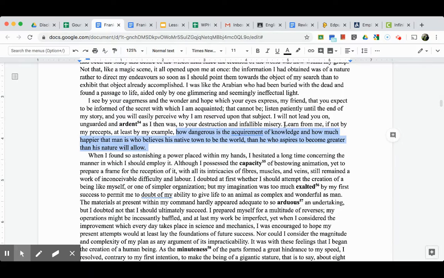That is an extremely important line. I'm going to highlight it. Right there, I think we see the epitome of the dangers of knowledge. He warns Walton that if you follow my lead, if you try to seek things that you're not supposed to seek, if you try to become greater than nature will allow you to, you're going to see the dangers of this. You're going to see the destruction, right? And that's what we call a cautionary tale.